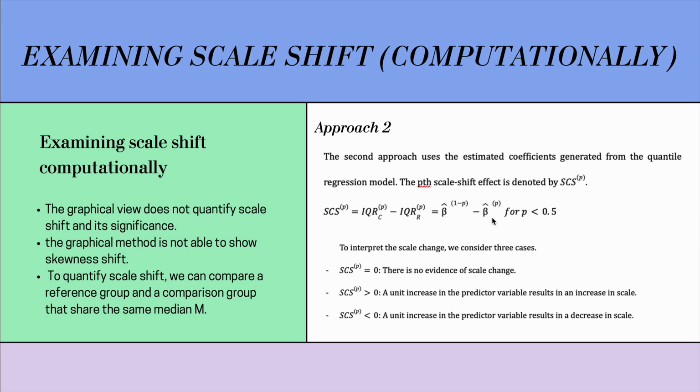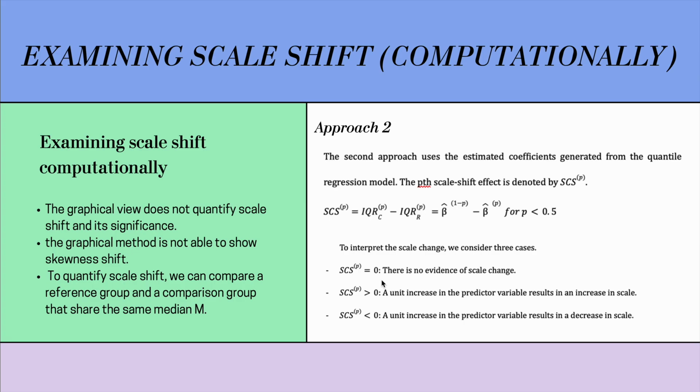Thus, when we increase the predictor variable x_i holding all other regressors fixed, the corresponding pth interquantile range changes by the amount beta hat 1 minus p minus beta hat p. So, to interpret scale change, we consider three cases.